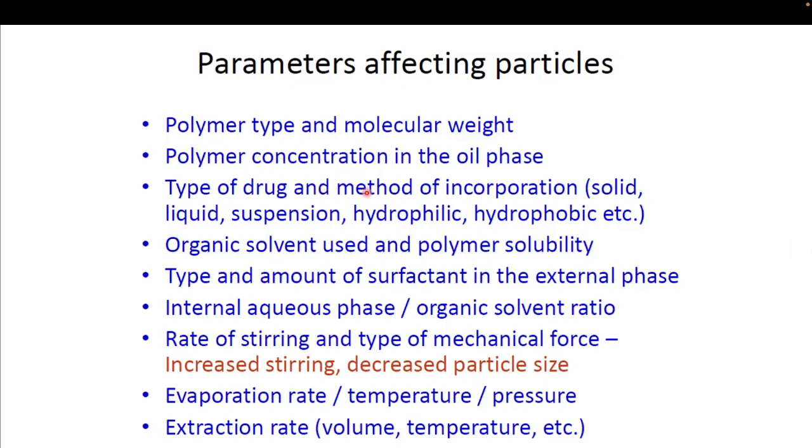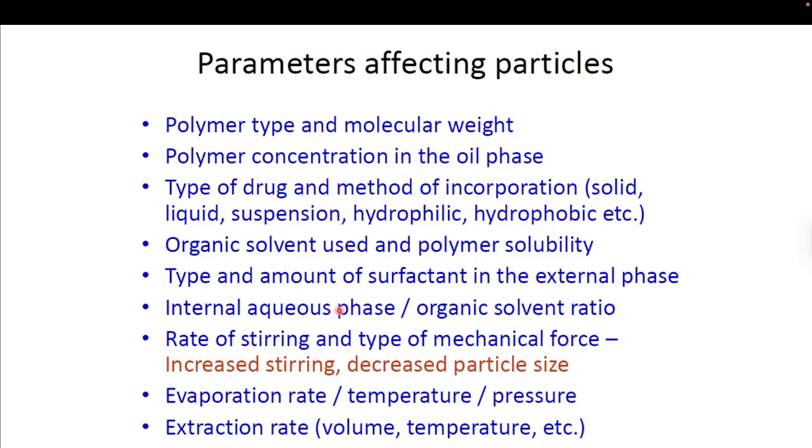Whether your drug is solid, whether it is liquid, whether it's hydrophilic or hydrophobic, that will determine where your drug is going to land up, in the inner phase or in the polymer membrane. Your organic solvent that you're using, because the polymer solution is made in this organic solvent, right? So you need to know what is the solubility of your polymer in this particular organic solvent. Then the type and amount of surfactant in the external phase. This helps in avoiding aggregation, so you need to know how much amount of surfactant to put. The internal aqueous phase to organic solvent ratio definitely matters.